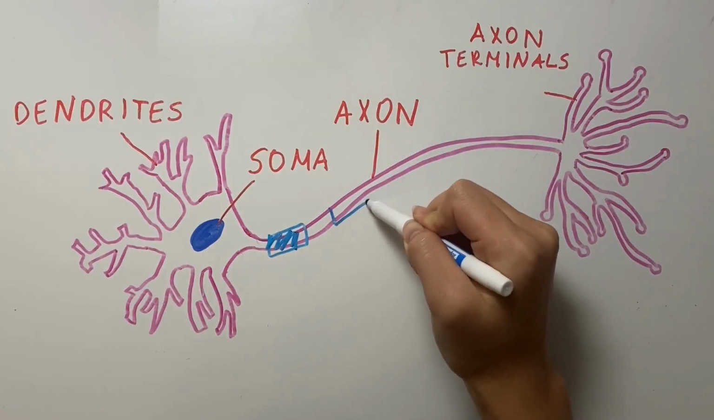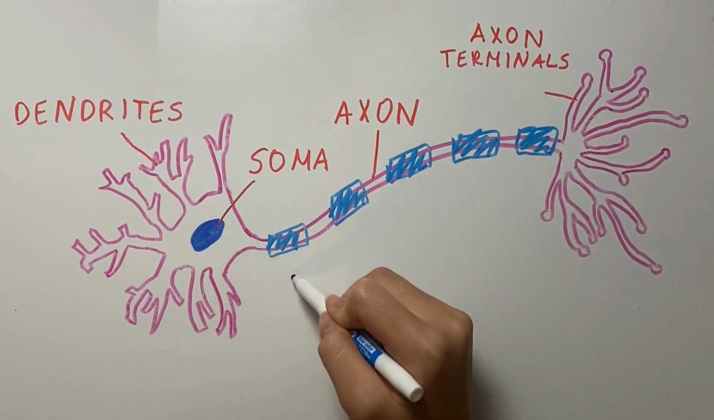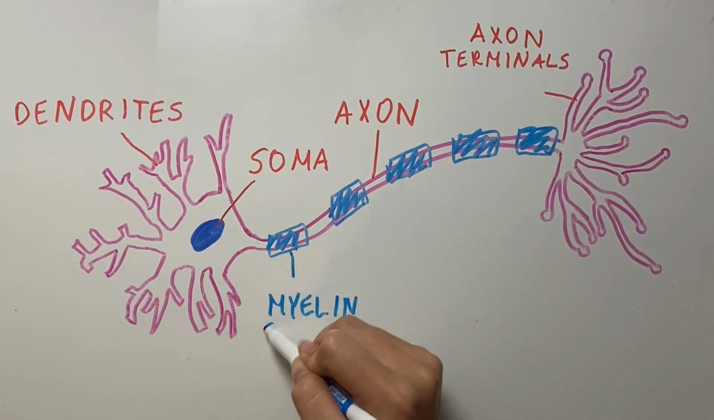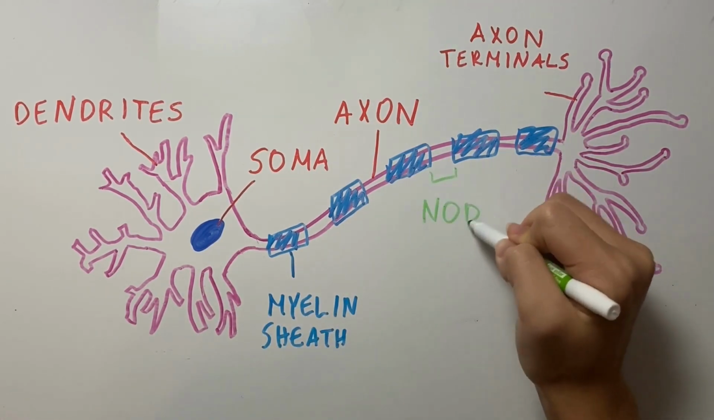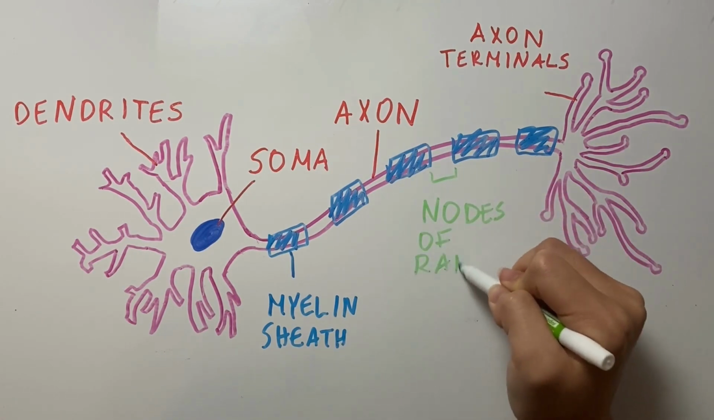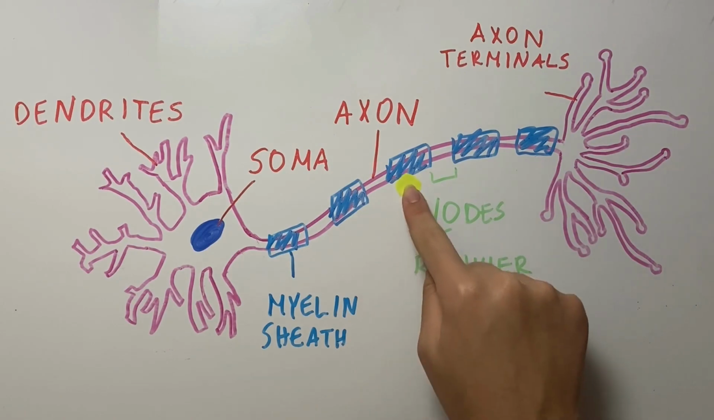Myelin is made of protein and fatty substances, so it acts as an insulator. The myelin sheath contains periodic breaks called nodes of Ranvier. By jumping from node to node, the electrical impulse can travel much more quickly than if it had to travel along the entire length of the axon. In essence, the myelin sheath speeds up the communication of our nervous system.